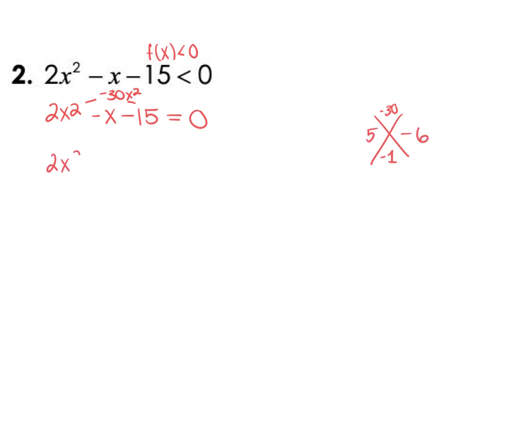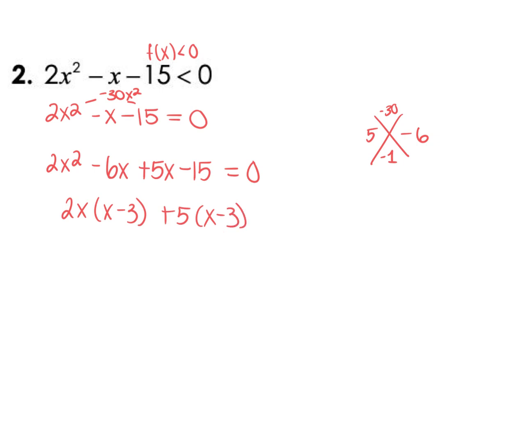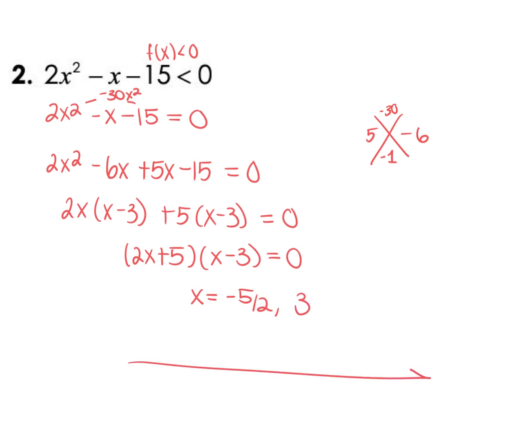So it's 2x squared minus 6x plus 5x minus 15 equals 0. So this is 2x times x minus 3 plus 5 times x minus 3 is 0. So we have 2x plus 5 times x minus 3 equals 0. So x is negative 5 halves, or 3. So these are our zeros, so we plot them both. So we have negative 5 halves and 3.